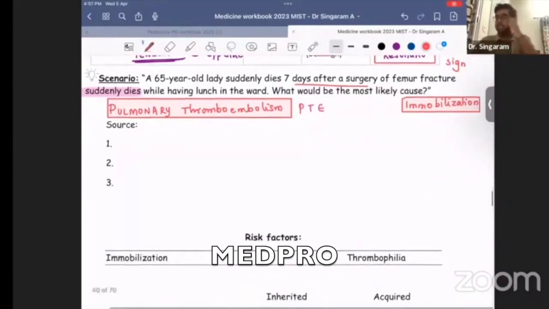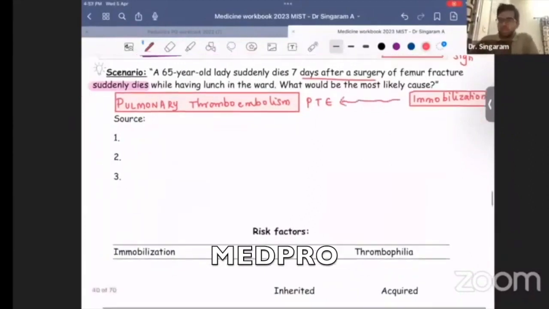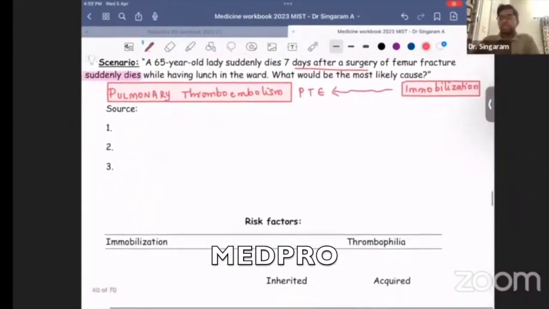The typical risk factor is immobilization. That is what you have to remember. I'll talk more about immobilization shortly. First of all, it is an embolism coming from a thrombus in some other part of the body. It is not that a thrombus forms in the lungs only. The thrombus is formed in some other part of the body, and a part of the thrombus becomes detached and forms an embolus, which comes to the pulmonary circulation and blocks it.